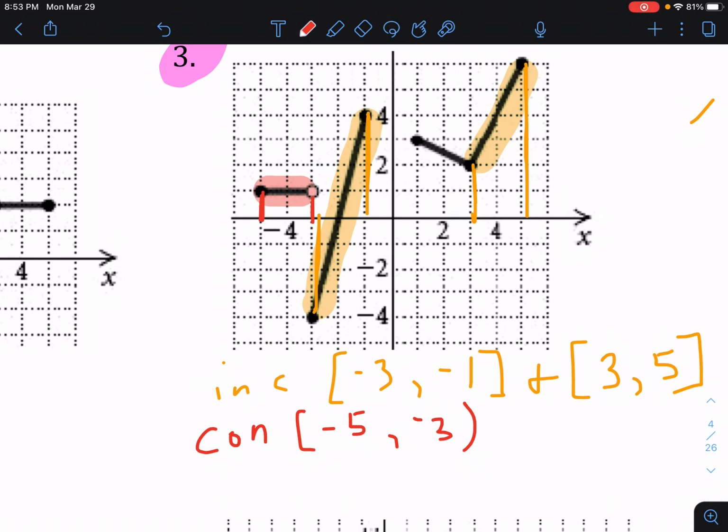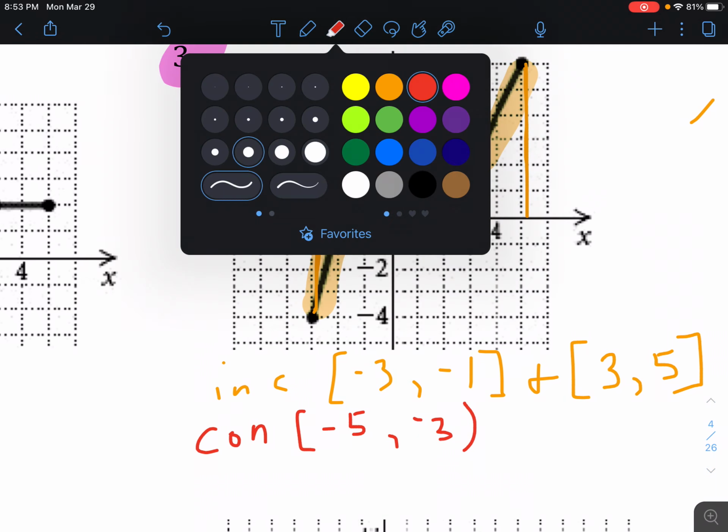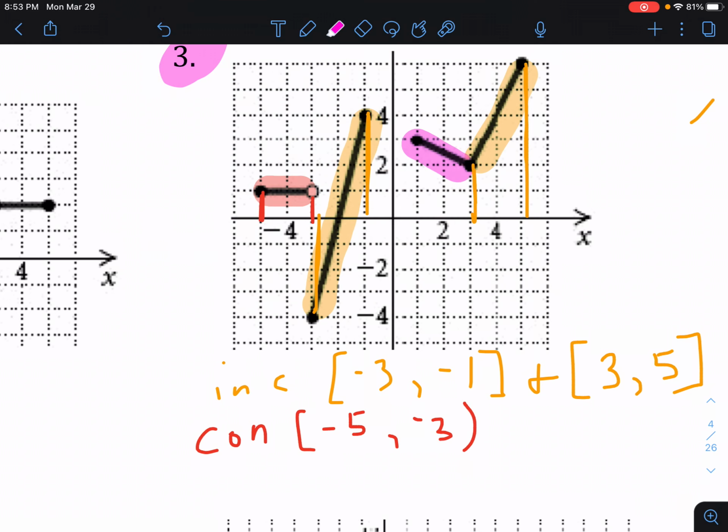And then we have one small part left. We have a decreasing right here. So decreasing, and that's going from 1 to 3.